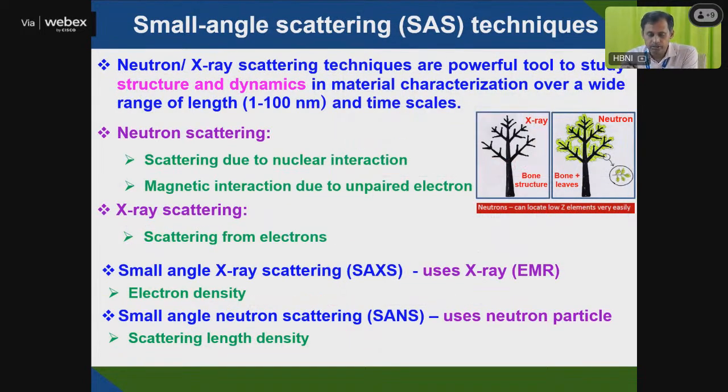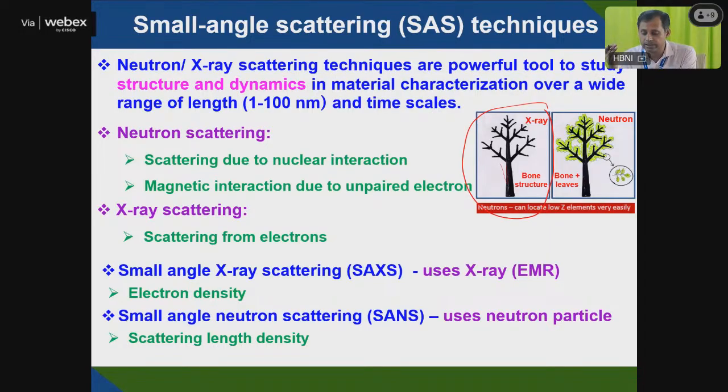But if you see the basics of neutron and X-ray scattering, this is an image of X-ray, I will say. If you want to show this tree by X-ray scattering, what will you get? You will get the bone structure, the stem and all those things. So that information you get. Like with X-ray, we use our own medical X-ray, we are able to see only the bone.